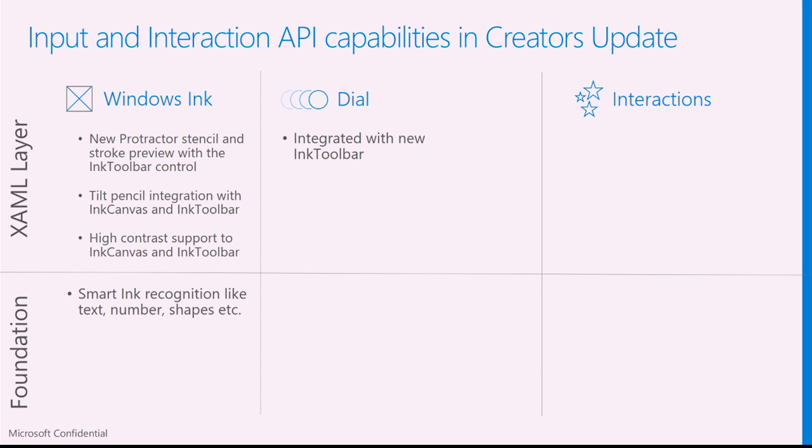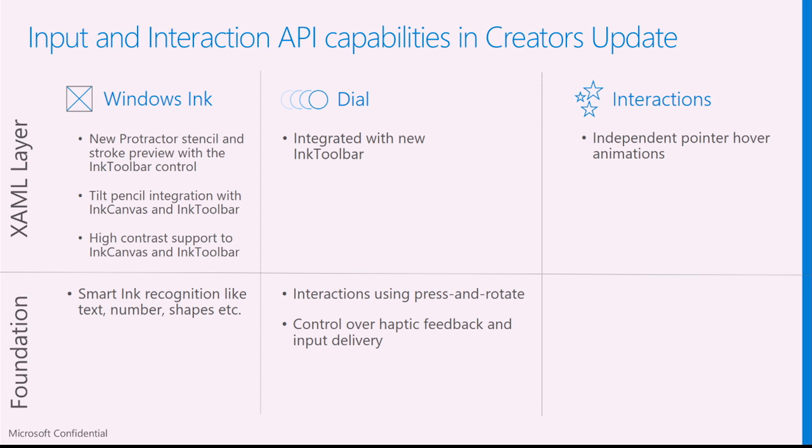So ink can now not only flow fluidly from the pen, but as a developer, you can access recognition and custom recognizers for things like text and numbers and shapes that allow you to derive semantic meaning from that awesome ink experience. On the dial side, we're adding new features, some capabilities to get into haptic feedback a little bit.